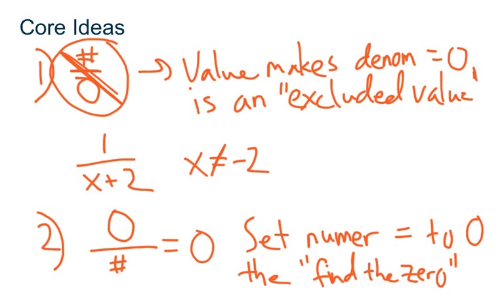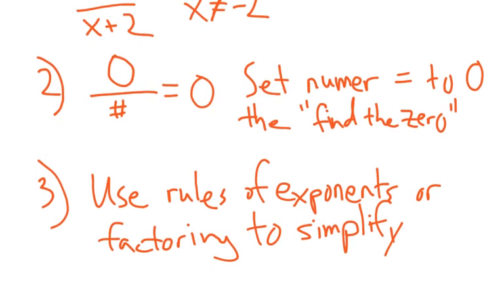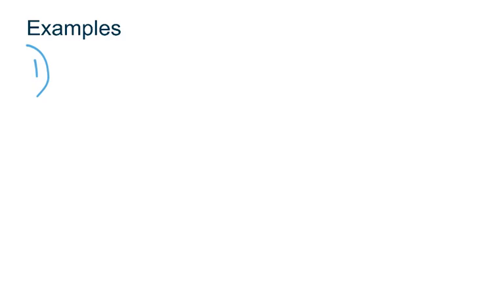First of all, the denominator cannot equal 0. Second, if we want to find the zeros, we set the numerator equal to 0. And third, we use rules of exponents or factoring to simplify. So now let's jump into some examples. Our first one is going to be a simplifying one.